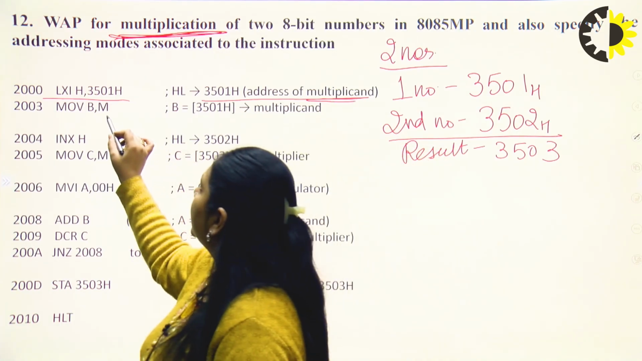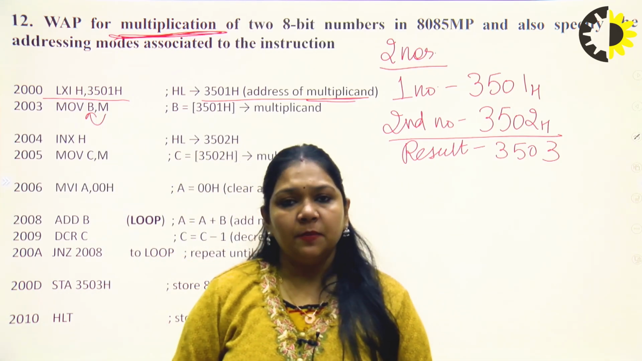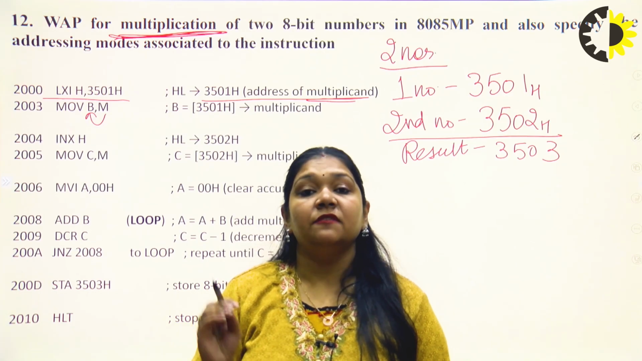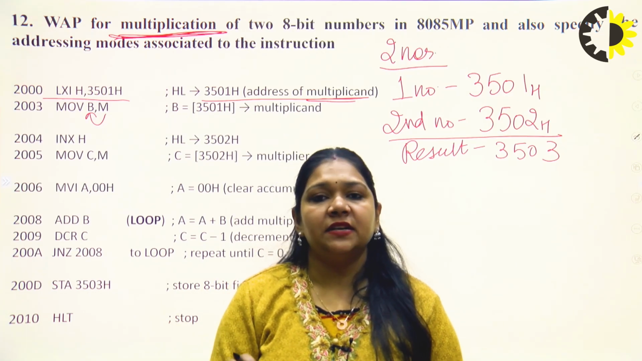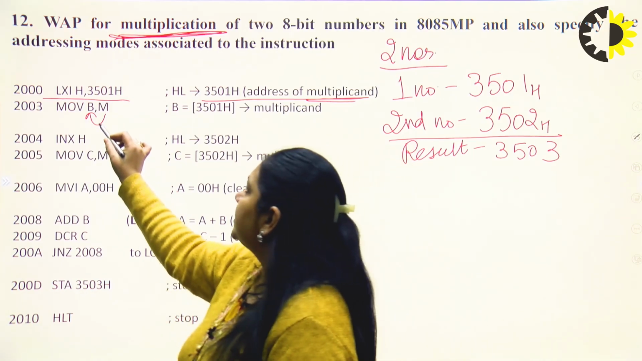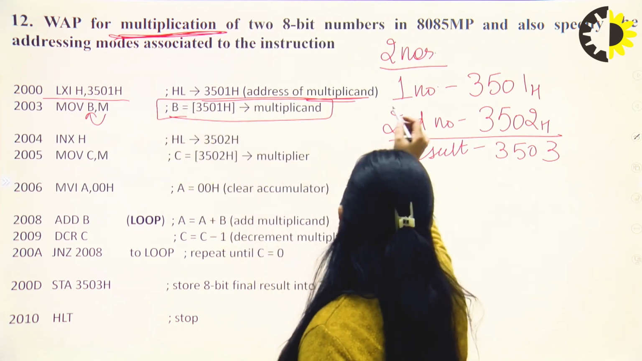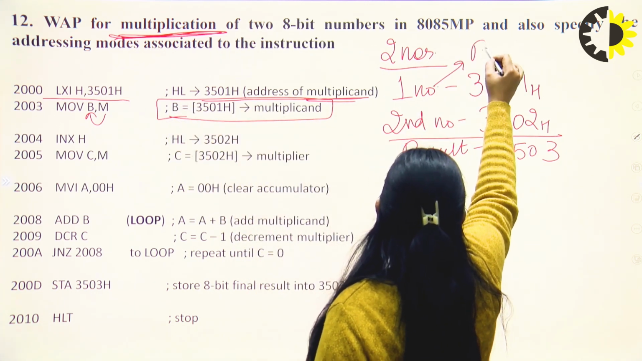Okay, after that the contents of M are stored in B. M is the memory pointer for HL pair. That means the first number, indirectly present in the M memory pointer, will be copied to register B. Now B is having our first number. So the first number is in B register now.